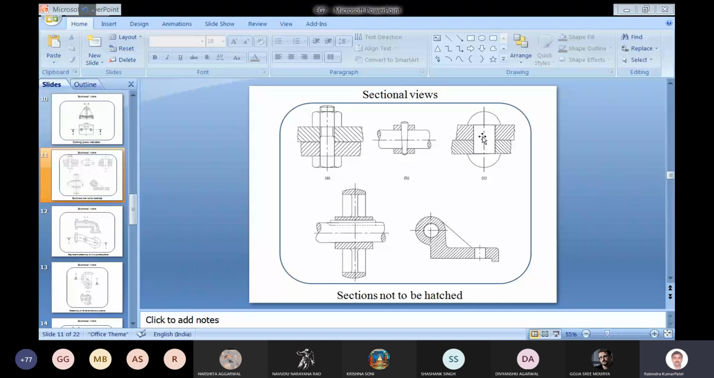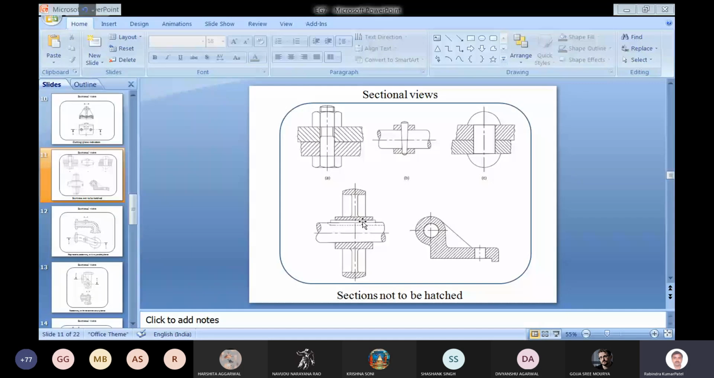The fourth one is this figure where a wheel has been sectioned. Wheel can be sectioned at the periphery only, and this part, which is called spokes or arms, will not be hatched in this case. And here you can see there is a small part called a key. We will learn about this later on. Key is a rectangular cross-section part having some length. So this is not hatched.